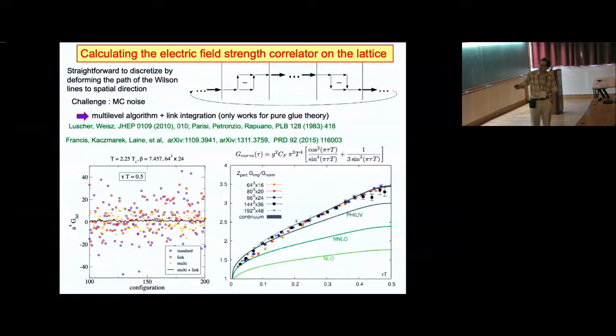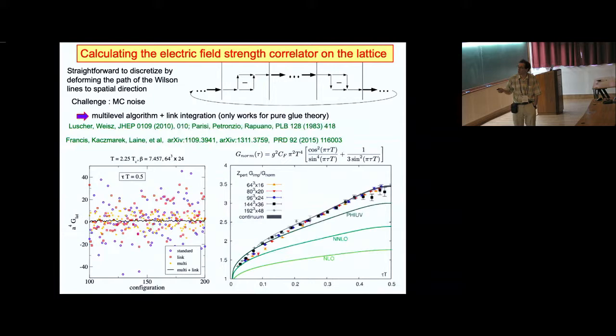So that's got to be a number which is very small, but in each configuration you get some large number, either positive or negative. So you need to use novel, sophisticated algorithms, which so far are only available in pure gauge theory. One algorithm was invented by Lüscher and Weisz, a multi-level algorithm. And then, of course, it can be combined with the link integration algorithm. And each of those tricks reduces the noise.